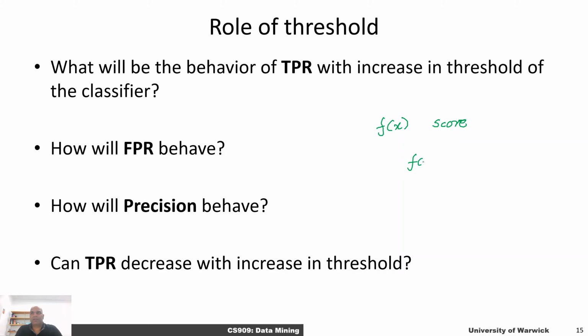So if f of x is greater than that particular threshold, which I'm going to call t, then we say that the prediction label for x is +1, otherwise it is -1. Typically, this threshold is set to 0 in support vector machines or in perceptrons. Everything above the line is going to be classified as positive, and everything below the line is going to be classified as negative.